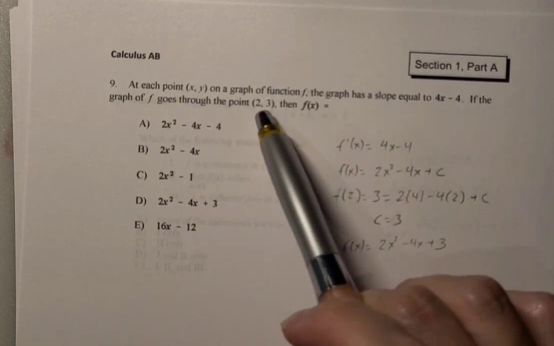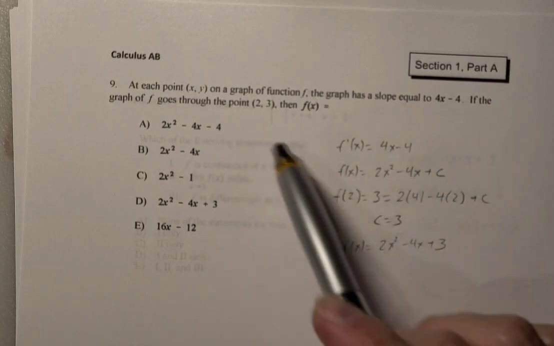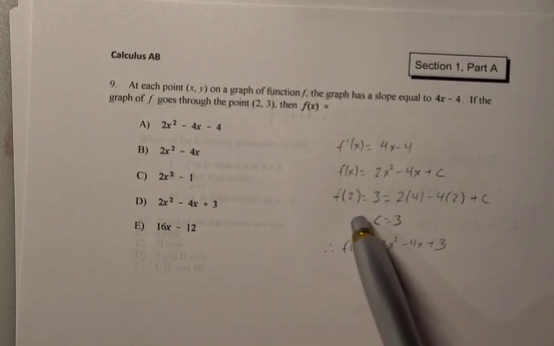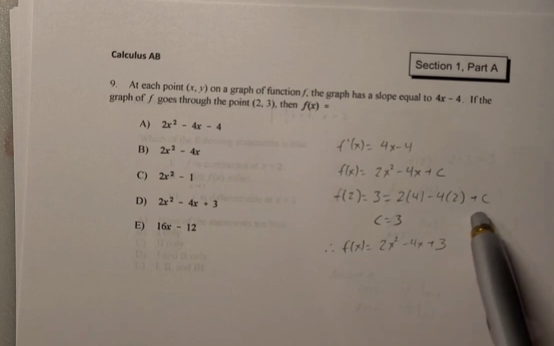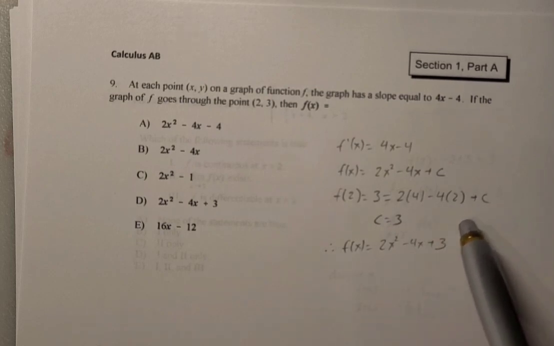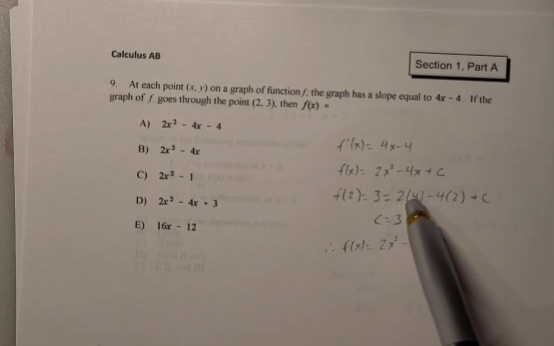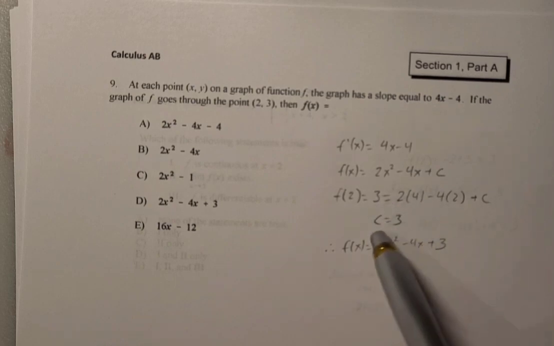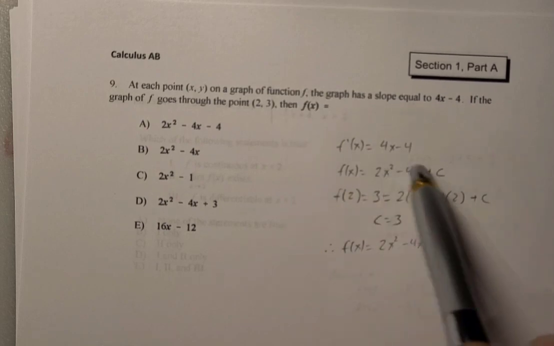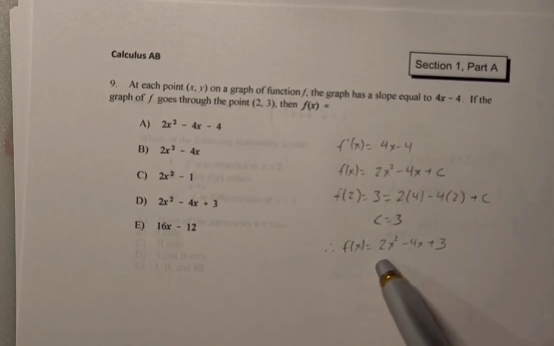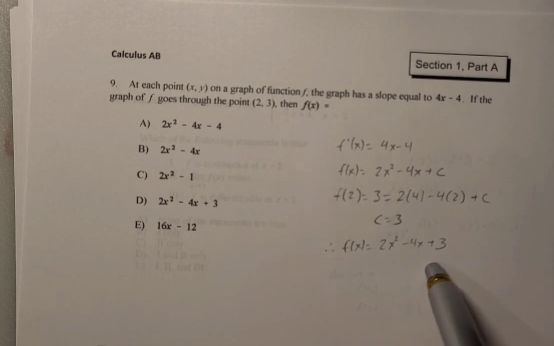Now we're going to use the initial condition to find our c. So f of 2 is 3, they tell us. We just plug in 2 as x into here. So 2 times 2 squared, which is 8, minus 4 times 2, plus c. We solve for c. This is 8 minus 8, which is 0, right? So c is equal to 3. We plug c back into here to find our particular solution. This is our general solution. Now our particular solution is f of x equals 2x squared minus 4x plus 3.